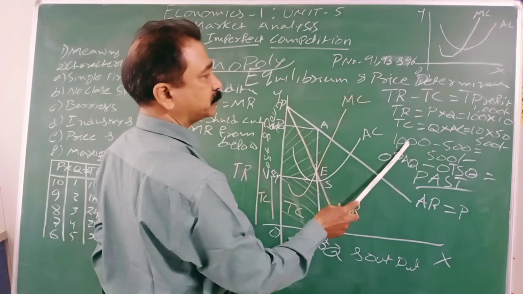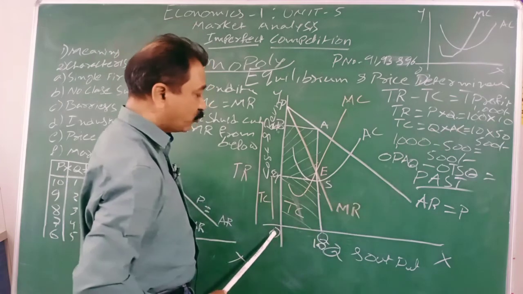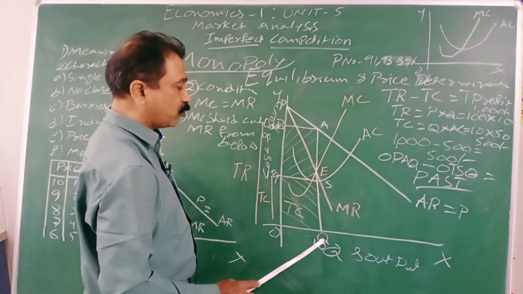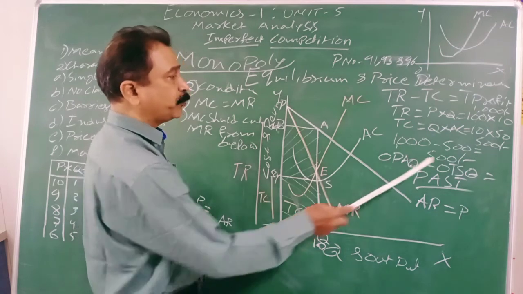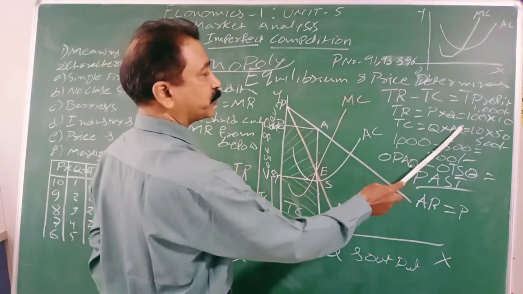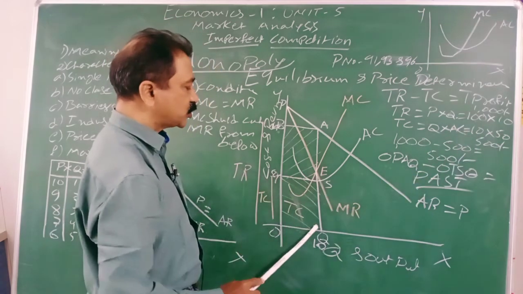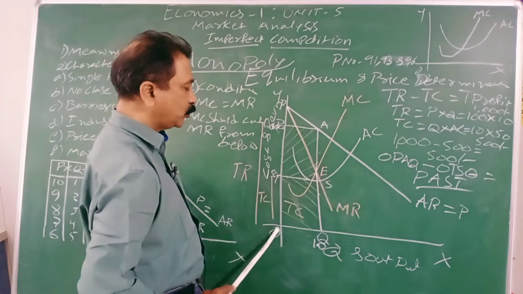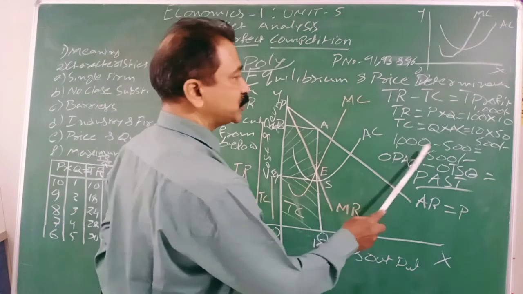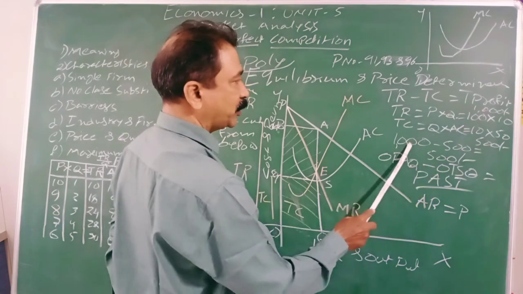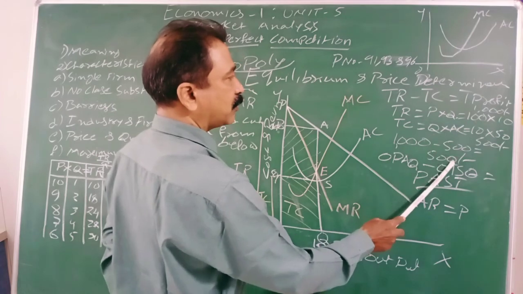Here we put it. How do you get the total cost? Quantity into average cost. What is the quantity? OQ. What is the average cost? OT, that is 50. Q is 10, average cost is 50, 500 is the total cost. OT into OQ, that is OTSQ, is the total cost. 1000 total revenue, 500 total cost, total profit is 500 rupees.